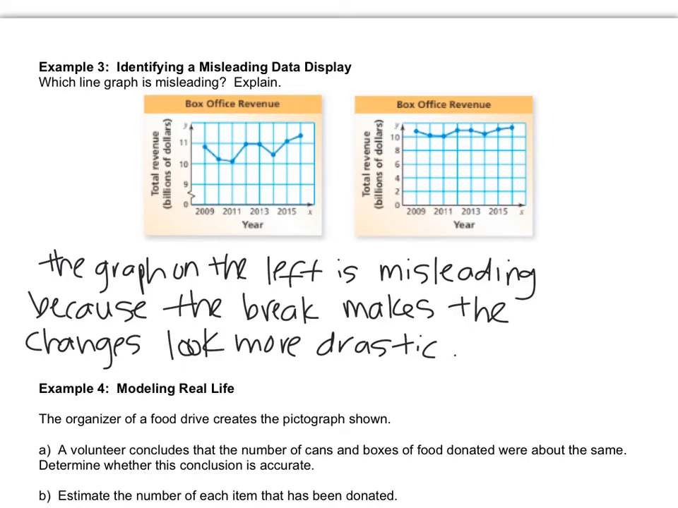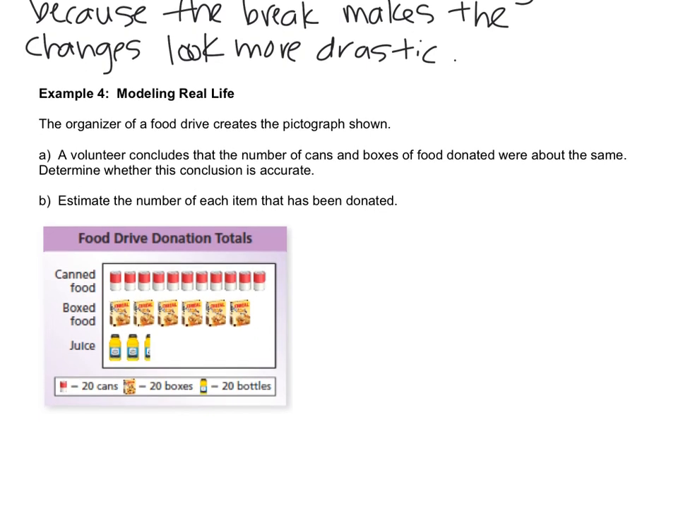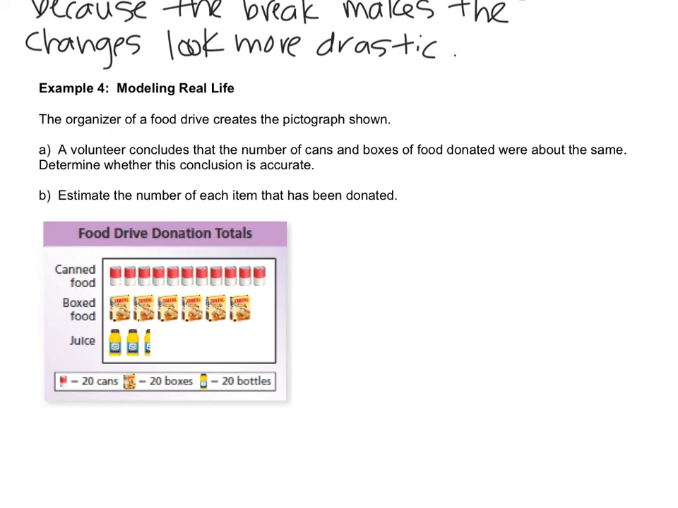All right, let's check out our next example. The organizer of a food drive creates the pictograph shown. A volunteer concludes that the number of cans and boxes of food donated were about the same. So if you look at the boxes, you look at the cans, they're pretty much lined up in the same spot. And we have to determine whether that is an accurate conclusion.